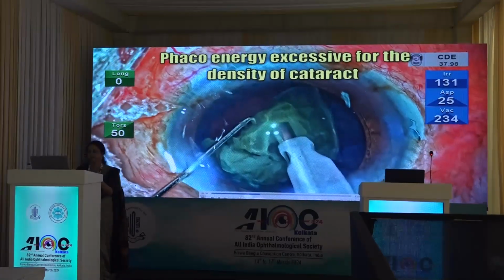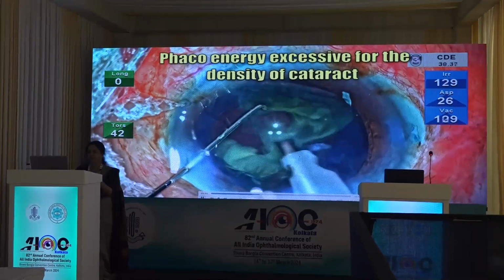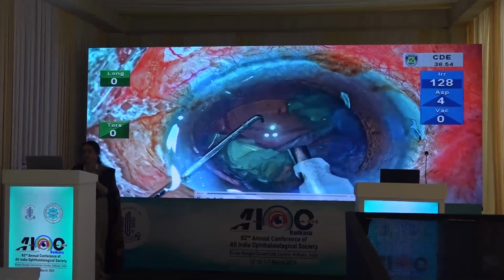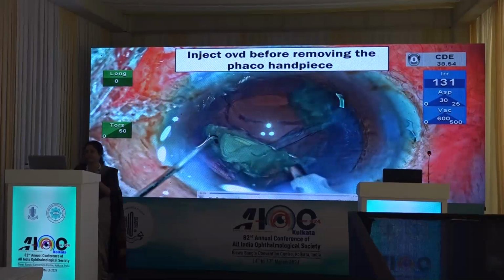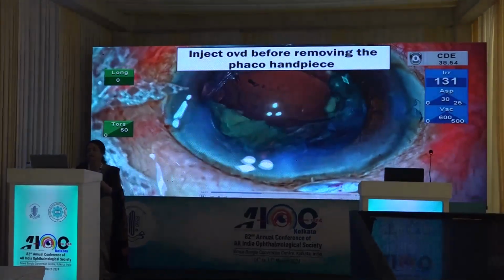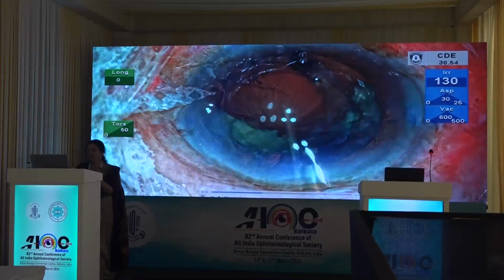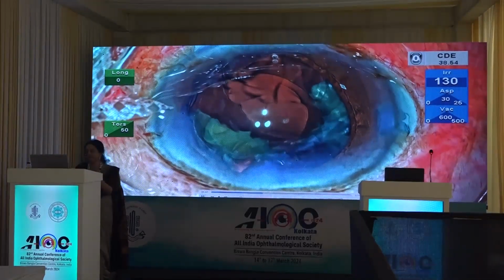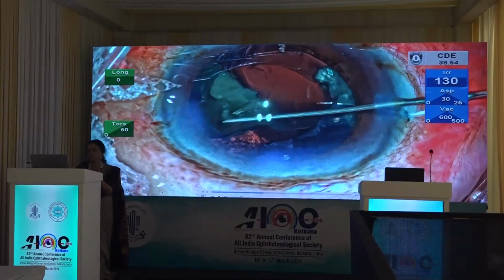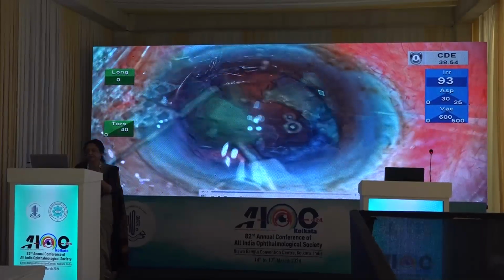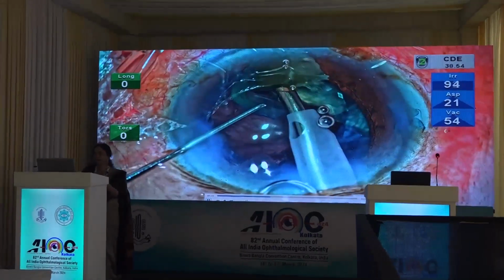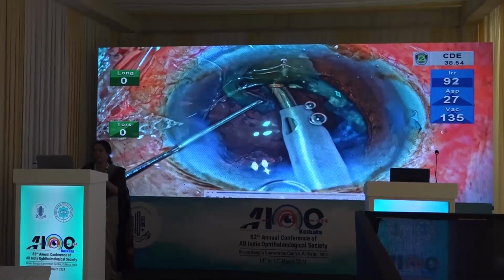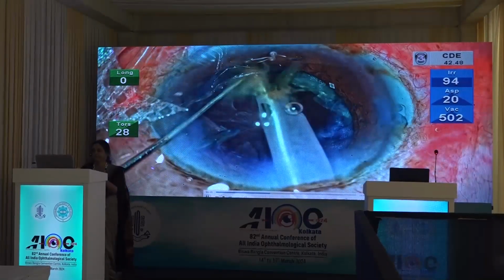When the penultimate fragment is being chewed, we can see suddenly there is a PC tear because the power delivered is excess, or maybe the chopper was at a deeper plane than usual. So here, the mistake was that the handpiece was removed before the OVD was injected. That is not to be done. Each of the fragments is brought to an anterior level. Almost in the anterior chamber, the phaco is being carried out.